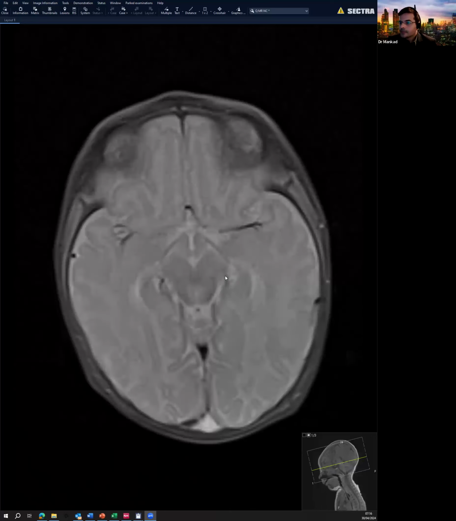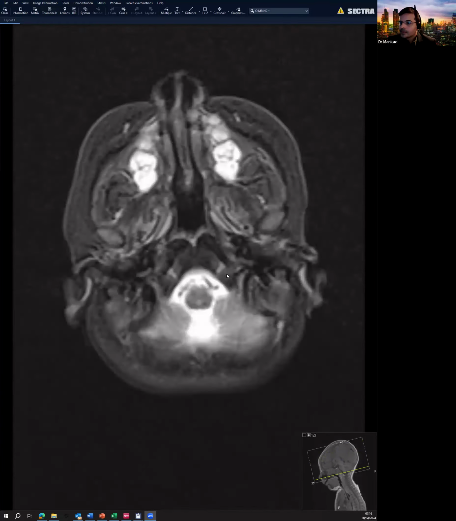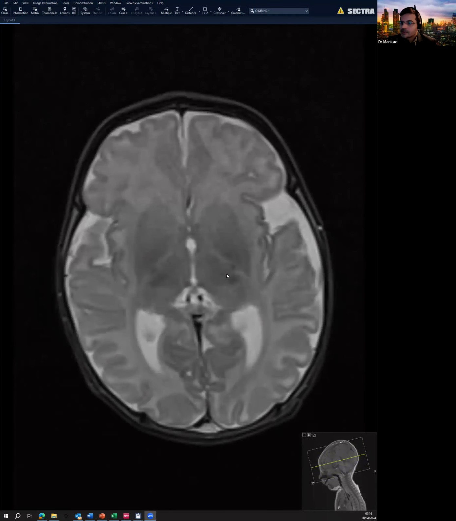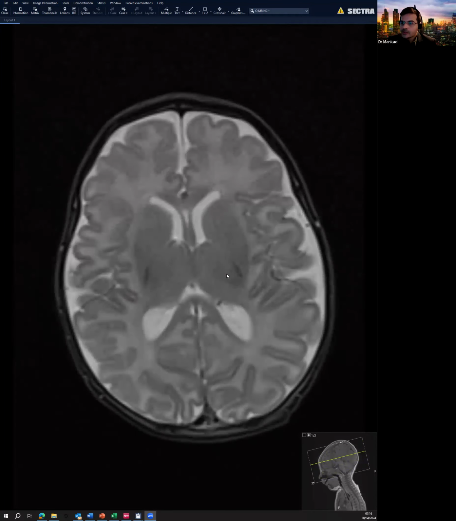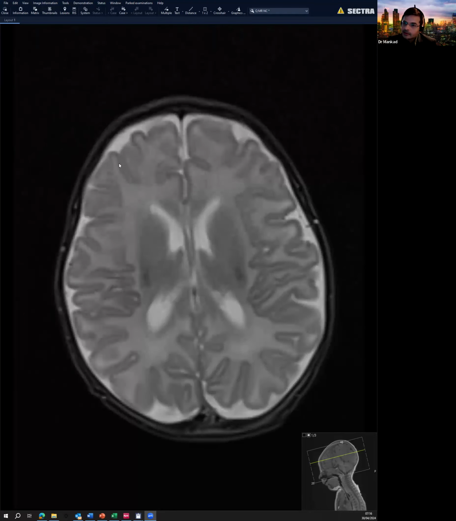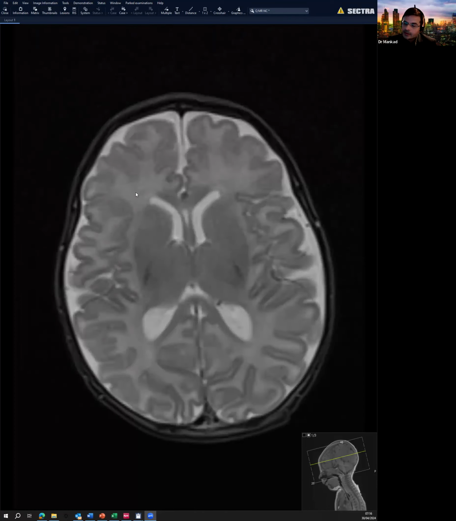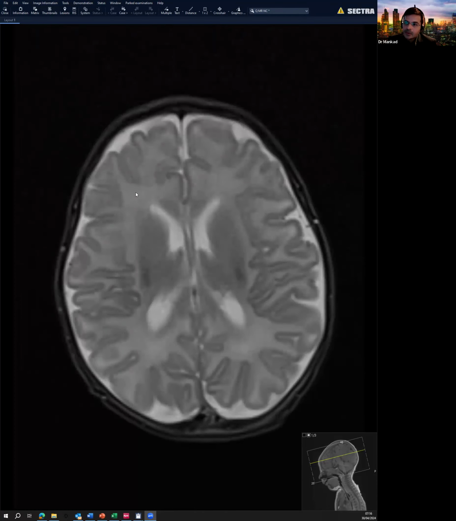So in here, you have the T2 weighted sequence. Now, my rules have gone completely opposite. Here, the white matter is bright and the gray matter is gray as expected. But that doesn't make it a T1 weighted sequence. This is only in the context of a neonate.